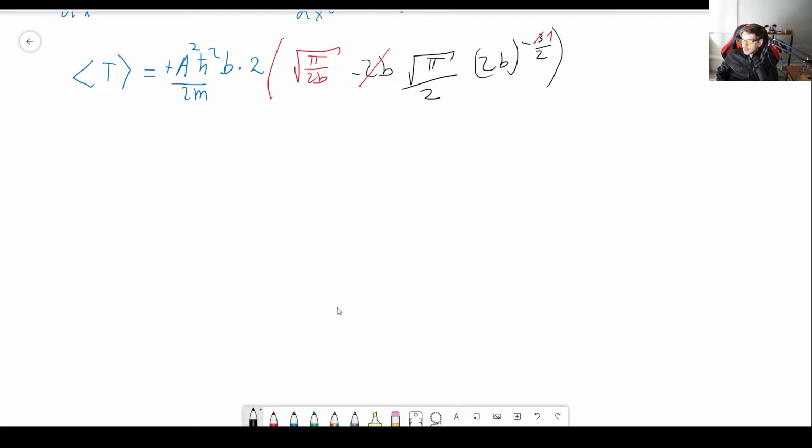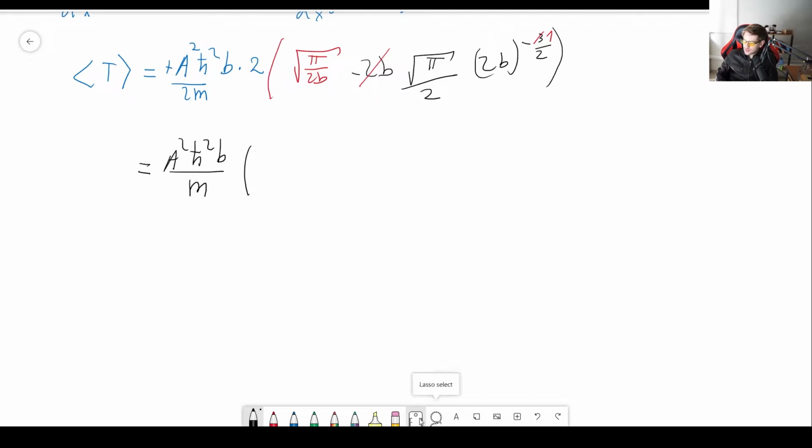Okay. So now there's a few things we can see. Maybe let's rewrite this thing right here. So we can simplify a little bit. So we get a squared h bar squared b, the 2 cancel out, m.